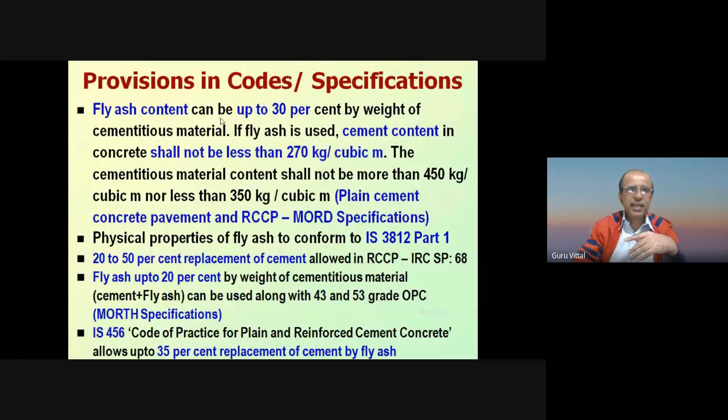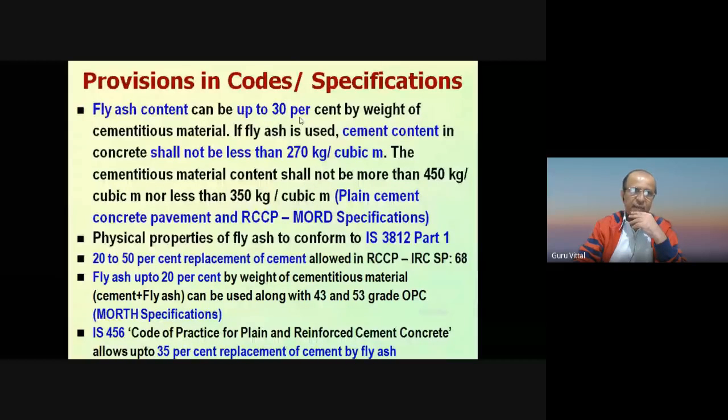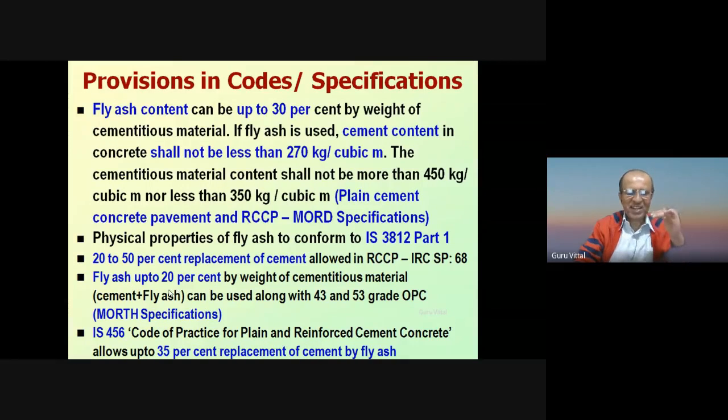Now, if we look at the MORD specification, it says that fly ash cement replacement can be up to 30%. And if I look at the MORTH specification, it is more conservative. It says that you can replace up to 20%. Of course, whether 30% or 20%, it has to be decided during the mix design stage itself.